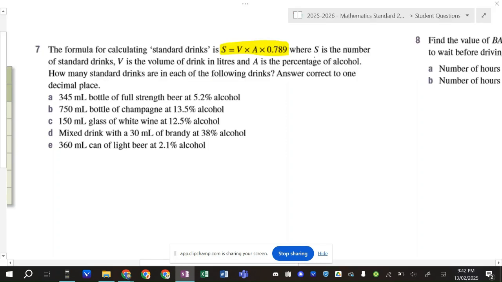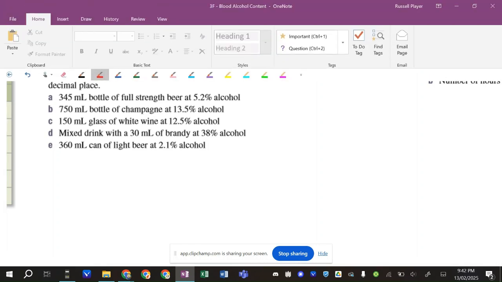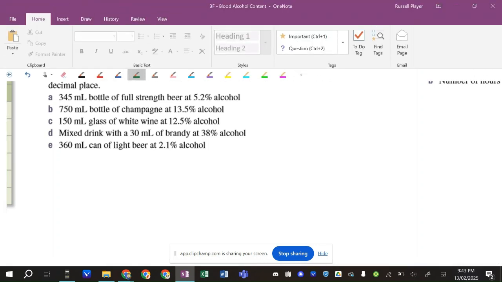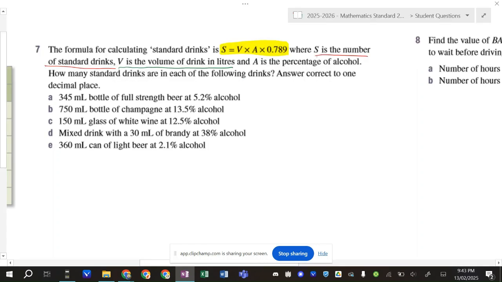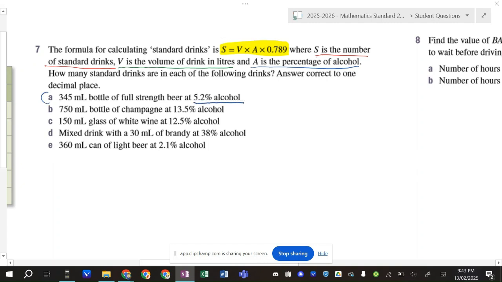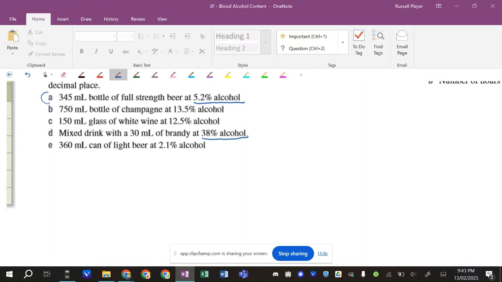So S is the number of standard drinks. V is the volume of the drink in litres. And A is the percentage of alcohol. So on this particular question, we're doing A and D. So there's A. We're given that one, and I'll go down to D, and we're given that one. So 5.2% alcohol and 38% alcohol. But we're doing those as separate questions. I'm just highlighting the bits.